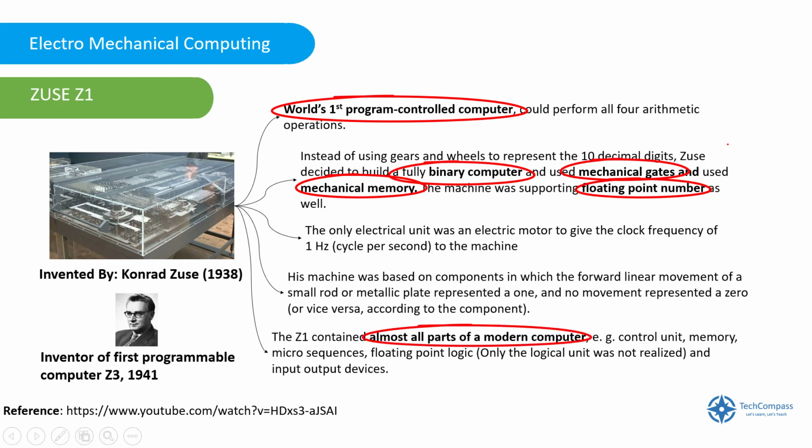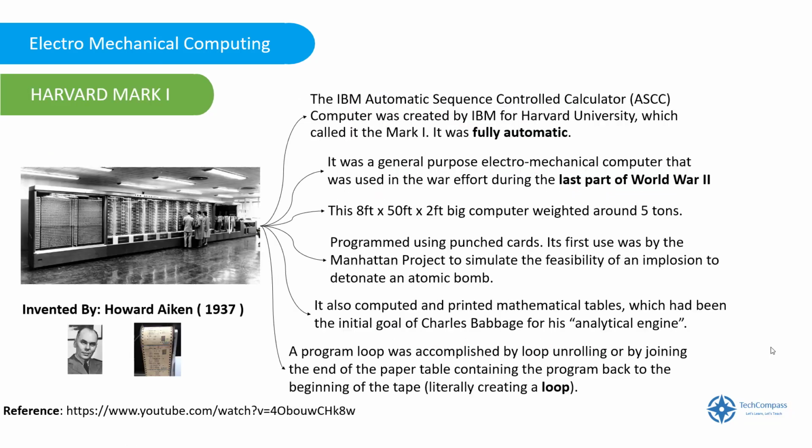The Z1 contained almost all parts of a modern computer. Example, control unit, memory, microsequences, floating point logic. Only the logical unit and input devices were not realized. There were multiple subsequent inventions like Z2 and Z3 invented by Zuse.